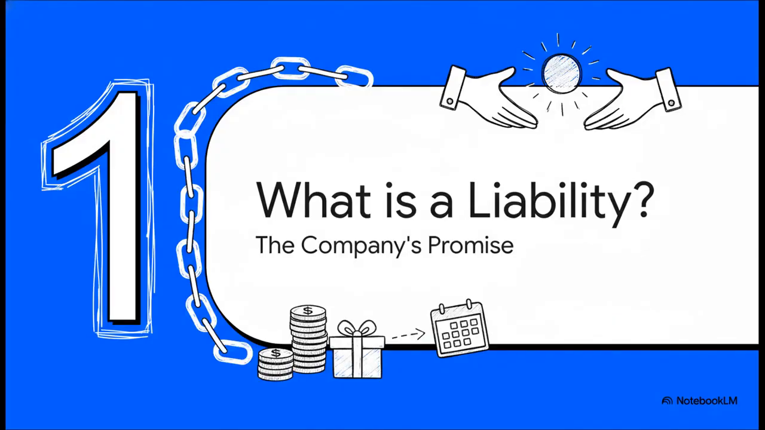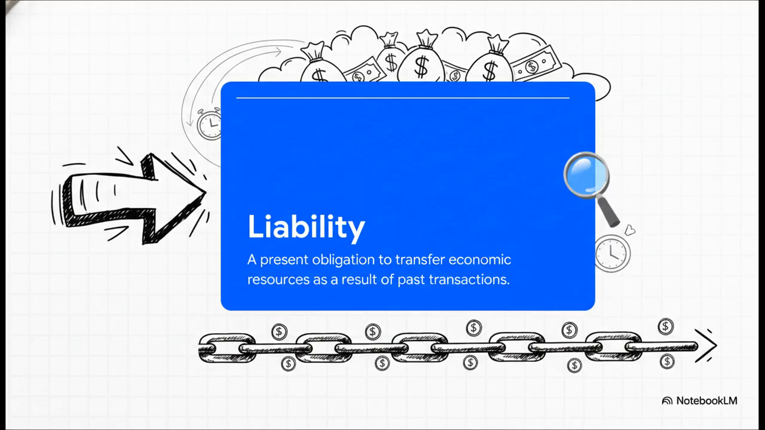So before we even get to the current part, let's back up and start with the basics. What in the world is a liability? Really, the easiest way to think about it is just as a promise. It's something a company has promised to pay or maybe provide in the future. Okay, now for the official textbook definition. A liability is a present obligation to transfer economic resources as a result of past transactions.